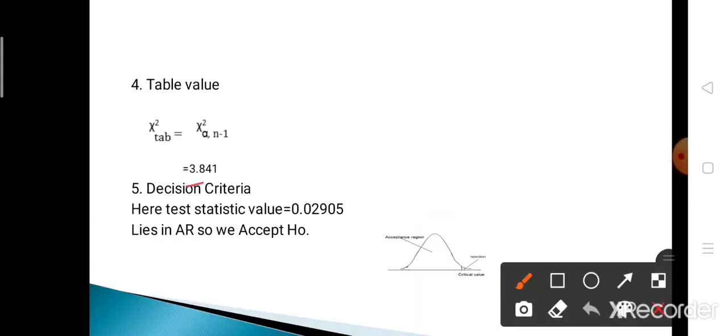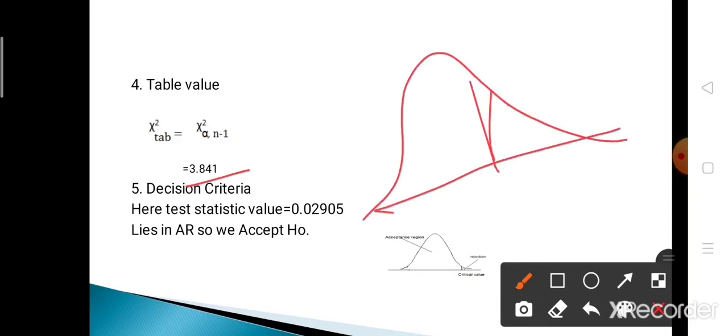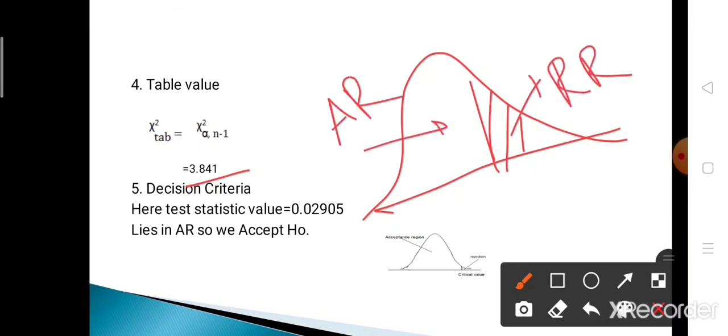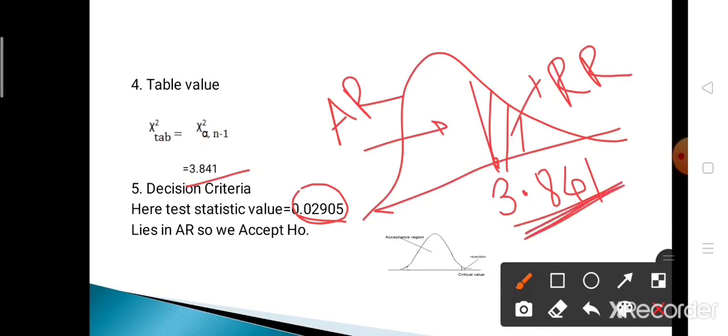Here the table value we are given is 3.841, and the chi-square test is a one-sided right-tailed test, so there is only one rejection region on the right side and the left side is the acceptance region. This point is the positive table value, so the table value is 3.841. Now the test statistic value is 0.02905. In which region does it lie? This 0.02905 value is less than 3.841. That means it lies in the acceptance region. So we accept H naught.